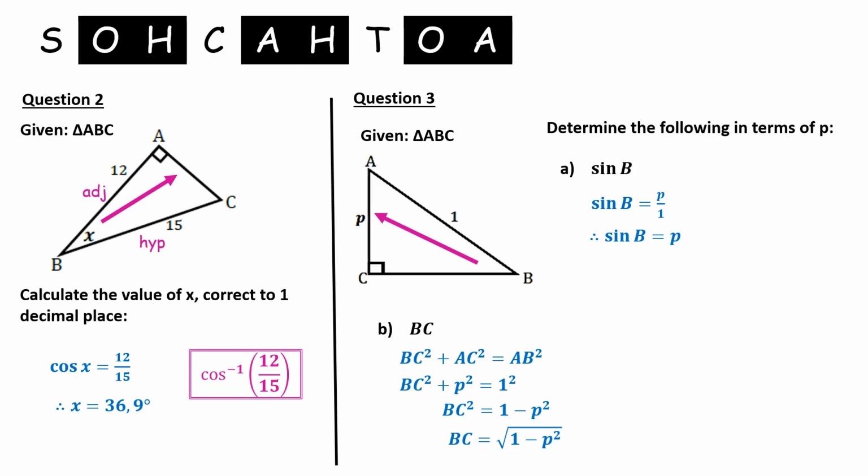But what is very, very important at this point is you have to realize the square root is like a bracket. So I cannot square root 1 and square root P squared. So the square root of 1 minus P squared is my final answer. Leave it like that. And finally, we want to work out tan B for this question. And tan is opposite over adjacent. So the opposite side is P and the adjacent side is BC. So it's going to be P over the square root of 1 minus P squared. You're just going to use the answer that you got in the previous question.